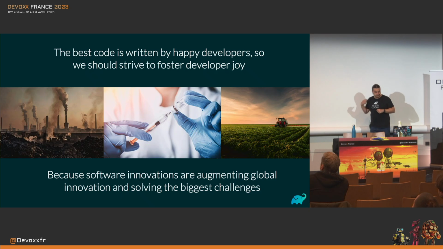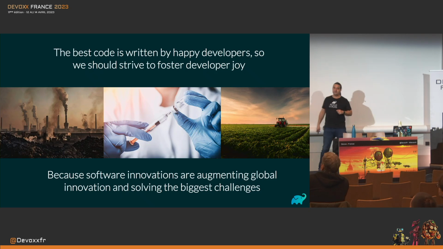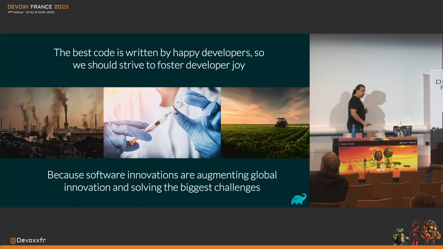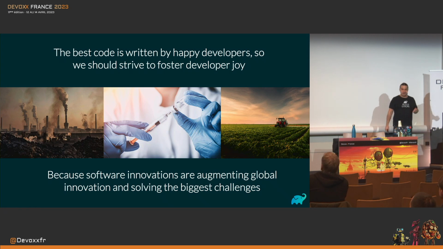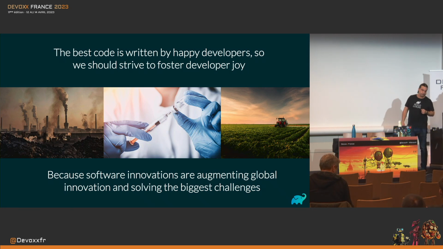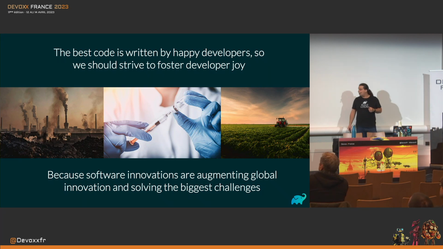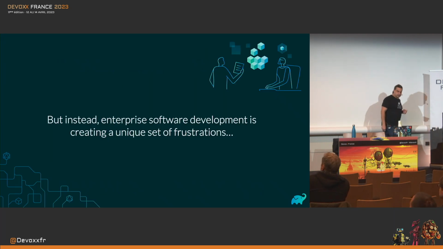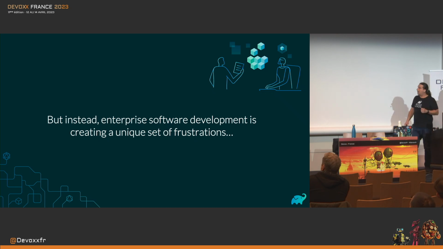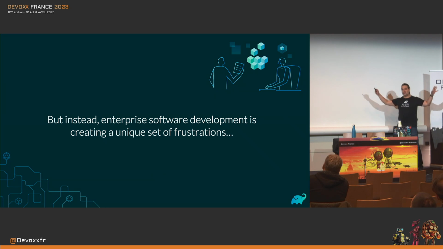So, if the best code is written by happy developers, we should strive to foster developer joy. Because again, software innovations are augmenting global innovation and solving some of our biggest challenges. But instead, enterprise software development is causing a whole new unique set of frustrations.